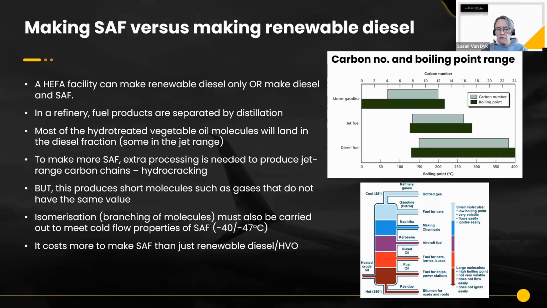So the takeaway, the conclusion is, it is more expensive to make SAF rather than just renewable diesel. And that's a problem, because if the refinery can choose which products they make, why would they choose to make SAF if it's more expensive to make it, unless they can sell it for more? And that doesn't happen. You cannot sell the SAF for more than what you can sell the renewable diesel, unless there are policies to make this possible.